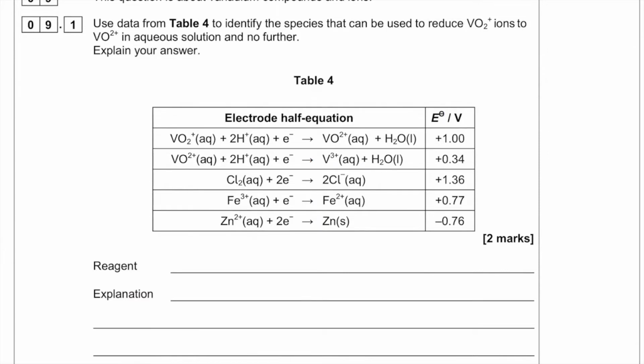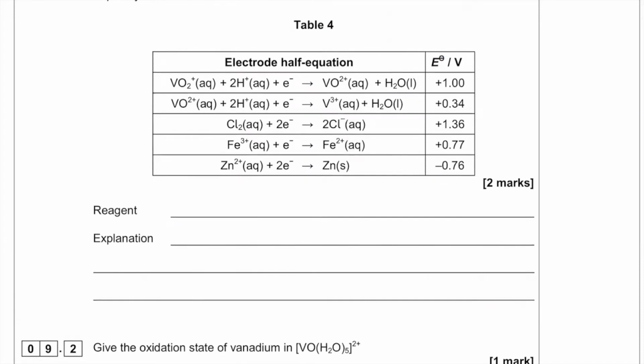So use the data from table 4 to identify the species that can be used to reduce VO2+ ions to VO2+ ions in aqueous solution and no further, and explain your answer. Well, checking out the table here, they've played their usual trick. What they've done is most positive at the top and then most negative at the bottom. So in terms of application of the anti-clockwise rule, they've just made it more difficult for us.